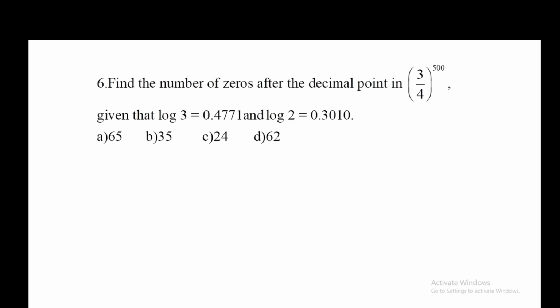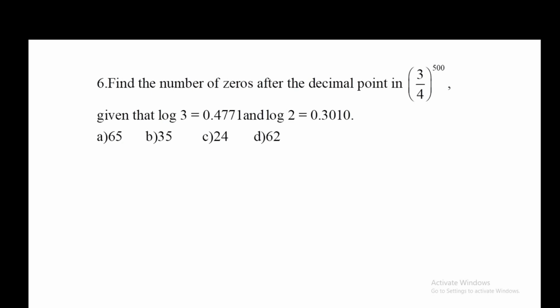So find the number of zeros after the decimal point in 3 by 4 whole power 500, given that log 3 is equal to 0.4771 and log 2 is equal to 0.3010. So which one is the correct answer? Anybody can tell me the answer? First of all, before we deal with the answer, how can we solve this problem? Any guess? So 3 by 4 whole power 500 they have given.